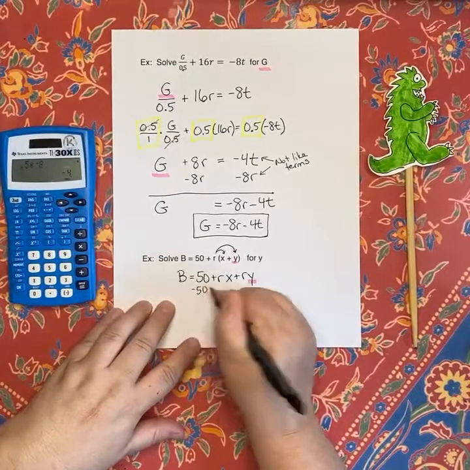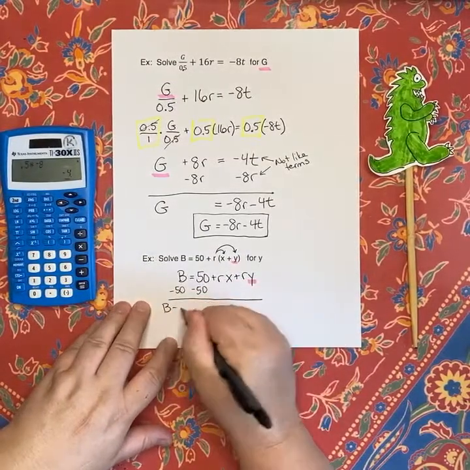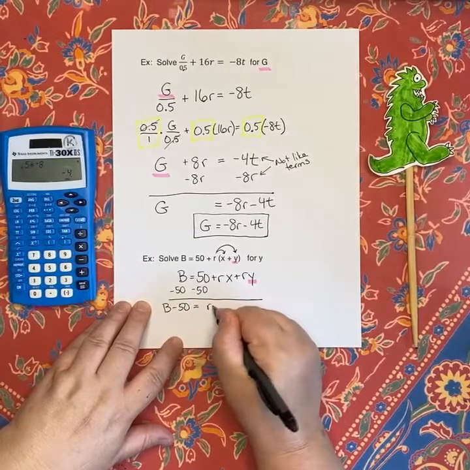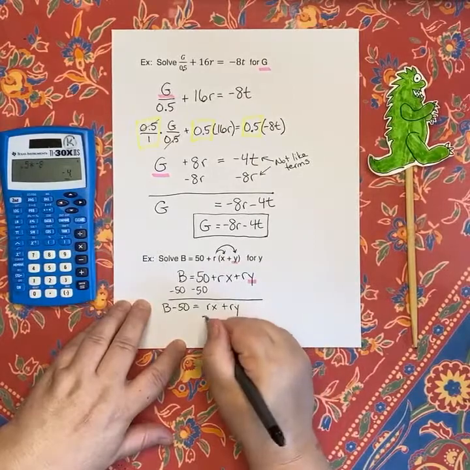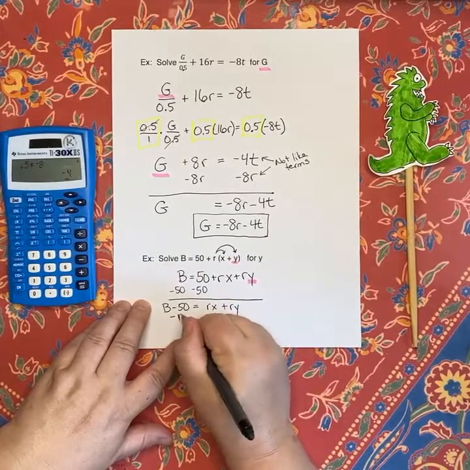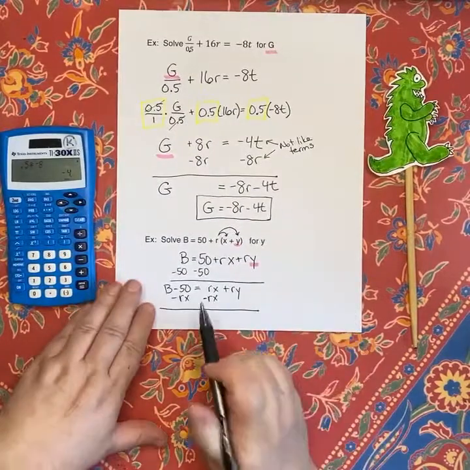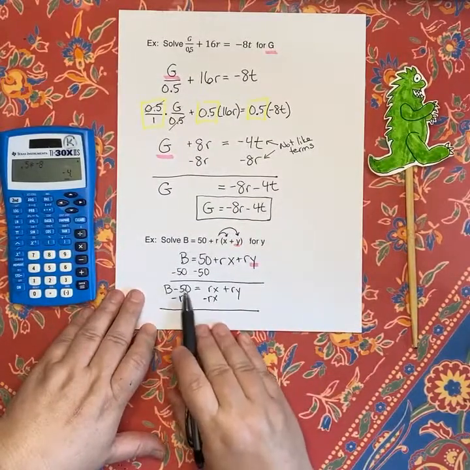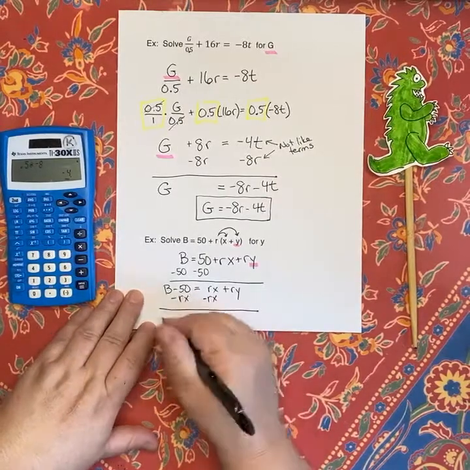So I'm going to subtract 50 from both sides. So b minus 50 equals rx plus ry. Okay, now I'm going to subtract rx from both sides. And again, I know this is tiny and it's at the bottom and your brain is going to try to mix all these. Are these like terms? No, they're not. They're just going to get listed separately.